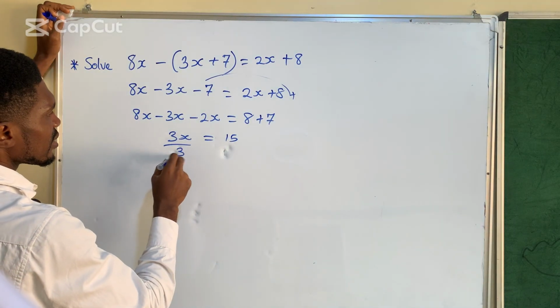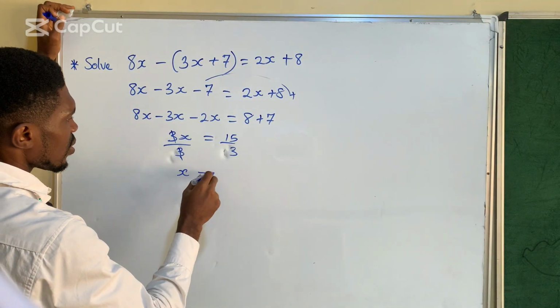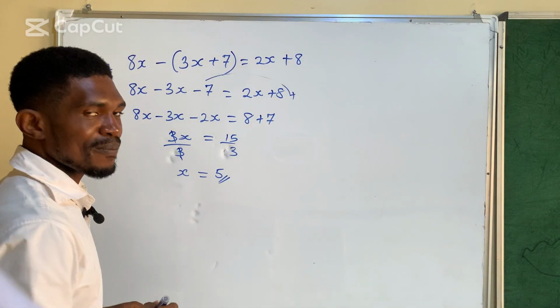Divide both sides by 3, you have 3 cancel 3, we have x is equal to 5. So this is our answer.